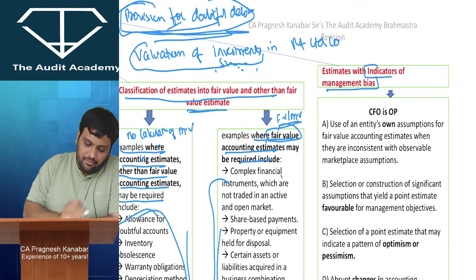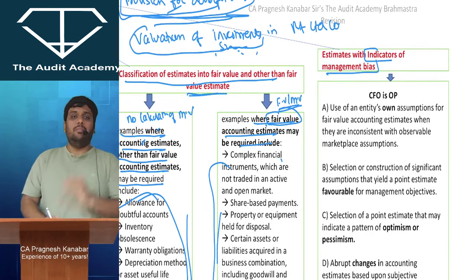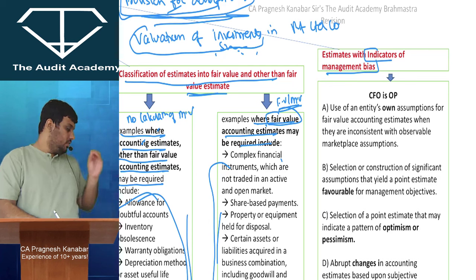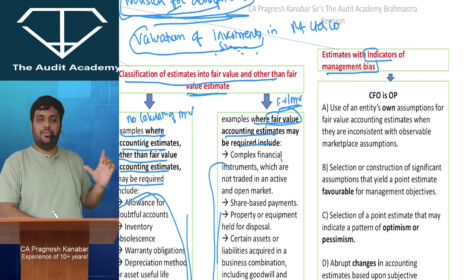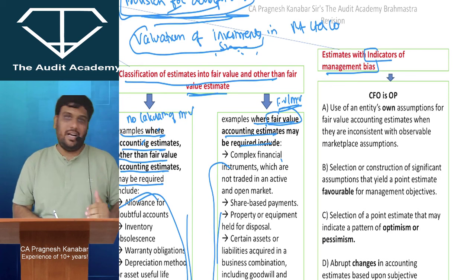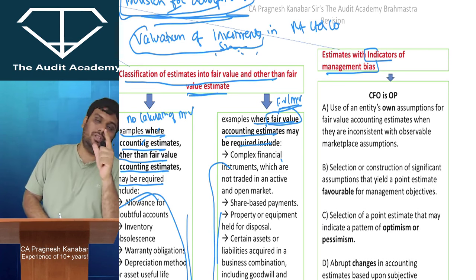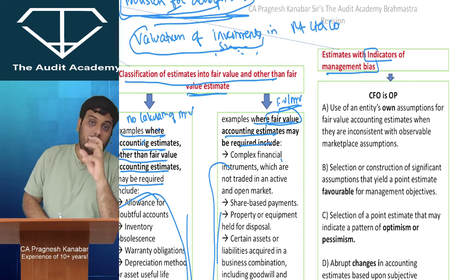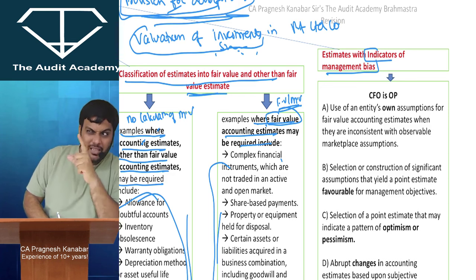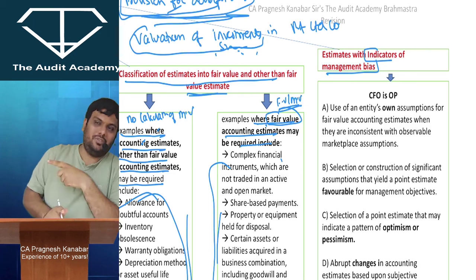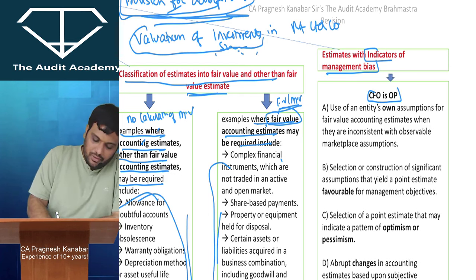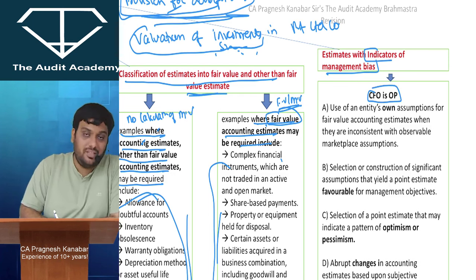Then there is one more set of examples. Indicators of management bias. Bias means the person is not neutral, the person is partial. Now, when will you feel that management is turning out to be biased over here? For that, I've given the code word. Indicators of management bias, CFO is OP.